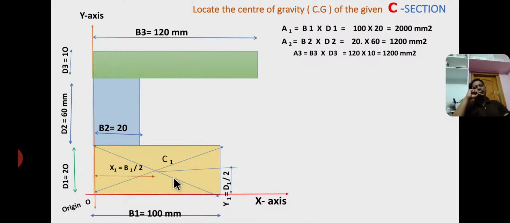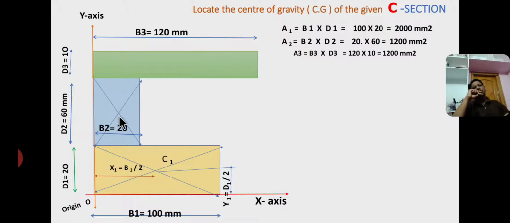So C1 is the centroid of the bottom rectangle at a distance of x1 equal to base by 2. From the previous slide we have already discussed the basic principles: for a rectangle, the centroid lies at a distance of base by 2 and height by 2. Therefore b1 by 2 equals 100 by 2 equals 50 mm, so x1 equals 50, and y1 equals half of the height. The height is 20 mm, so 20 by 2 equals 10 mm. So y1 equals 10 and x1 equals 50. Similarly, I am drawing the diagonal lines for the second rectangle.